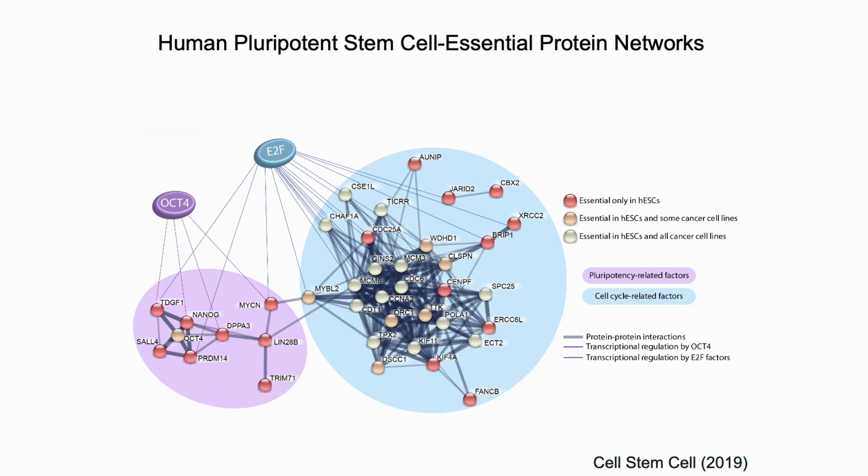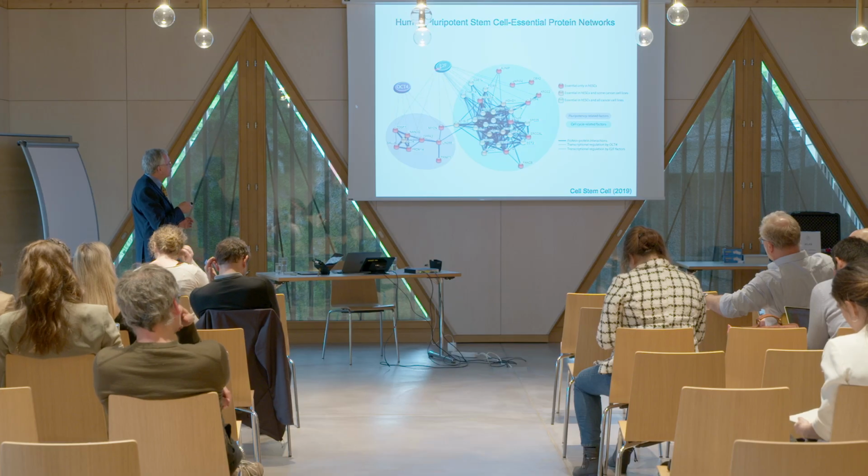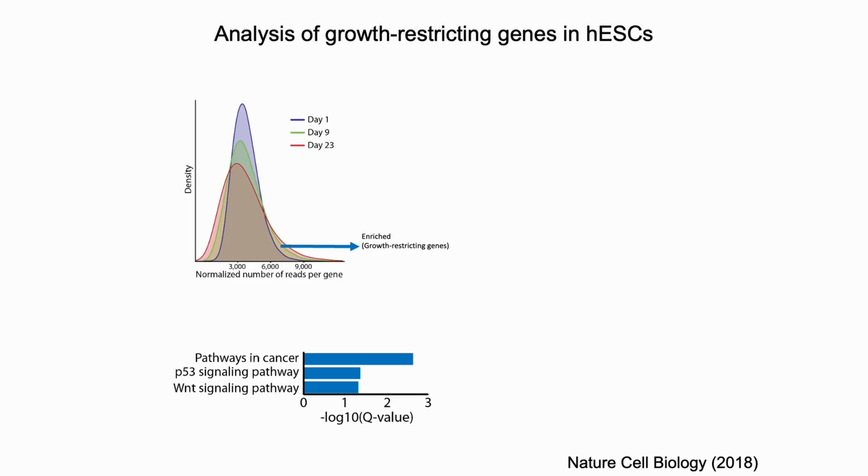We could show that those two clusters of genes are regulated by two main transcription factors, OCT4 and the E2F family of genes. We now understand that with these two groups of genes, we can convert any somatic cell into a pluripotent cell. So I showed you what happened and which genes are now depleted, and those are the essential ones.